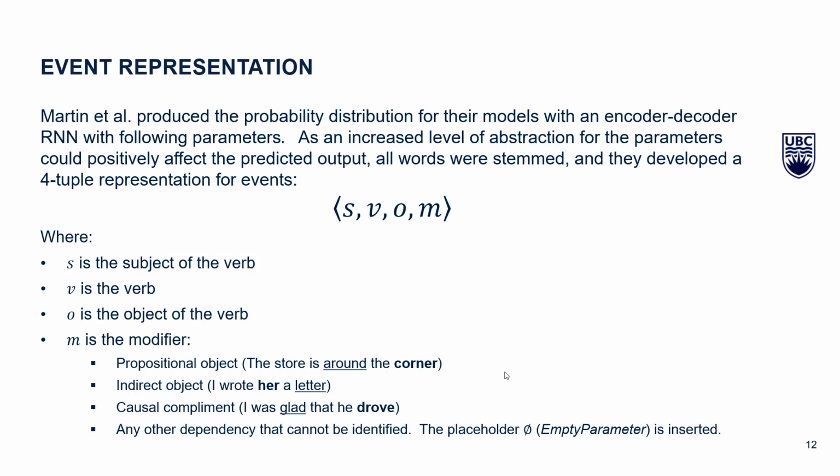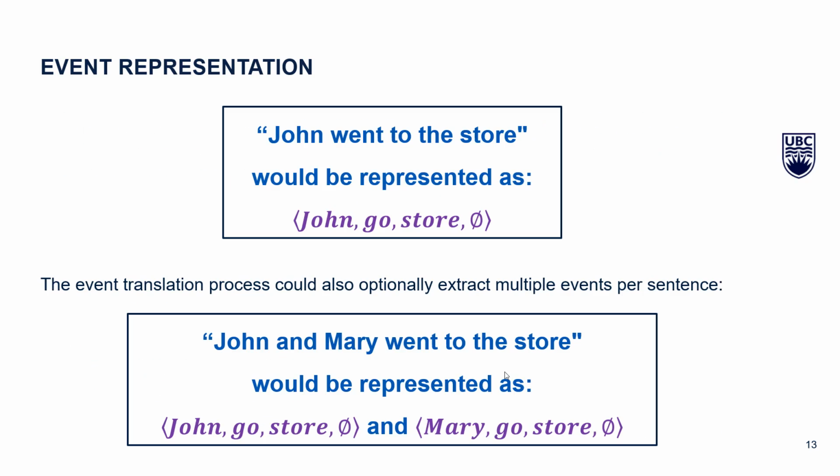Now, the modifier could be a couple of different things. It could be a propositional object. So, the store is around the corner. The propositional object there is corner. An indirect object: I wrote her a letter. In that case, her is the indirect object. A causal complement: I was glad that he drove. Drove is a causal complement. Now, any other dependency that cannot be identified is a modifier. So if it can't be identified, the placeholder, the empty set, or empty parameters is inserted.